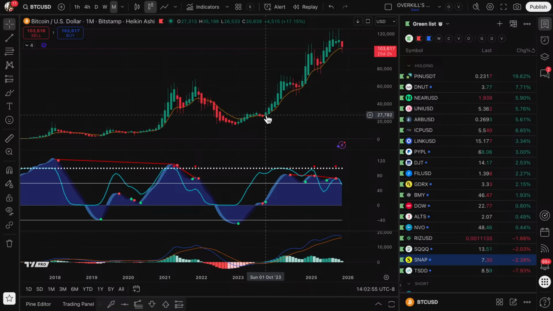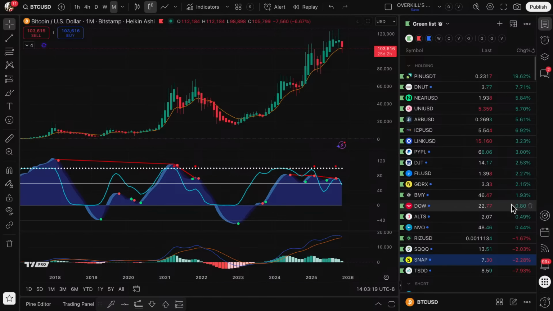Bitcoin was 27,000. It went up for 1, 2, 3, 4, 5, 6 months, 6 months of green candles. It had a little correction, then had another green dot here in November, right there at about 65. It went up for 3 or 4 months, pulled back, got another green dot here in June, went up, and now it's pulling back.